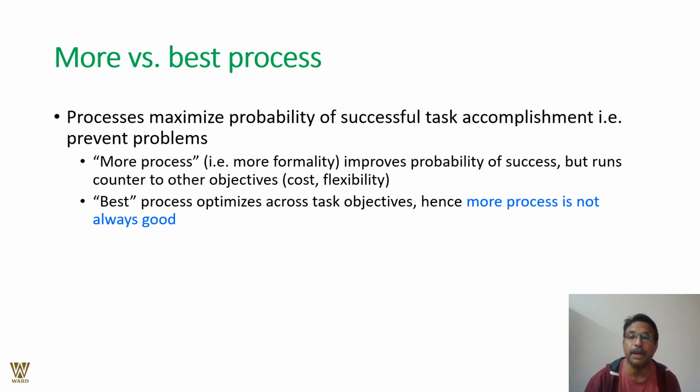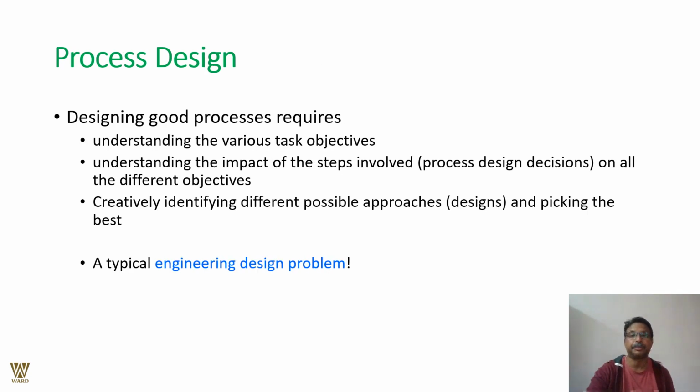Process maximizes the probability of successful task accomplishment, that is, to prevent problems. More process means more formality and improves the probability of success, but runs counter to the objective in terms of cost and flexibility. The best process optimizes across task objectives, hence more process is not always good. This is what you need to understand. More bureaucracy can always delay the work altogether. Less bureaucracy, while at the same time ensuring all records are maintained, optimizes the production process. So you need to understand what is the more process and what is the best process.